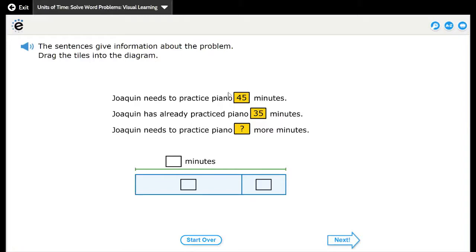Joaquin needs to practice piano 45 minutes. Joaquin has already practiced piano 35 minutes. Joaquin needs to practice piano more minutes. So the total minutes here of the bar diagram shows 45 minutes. This is the total. Joaquin has already practiced piano 35 minutes, which is here, and Joaquin needs to practice piano for how many minutes? We should know it to know how many more minutes.